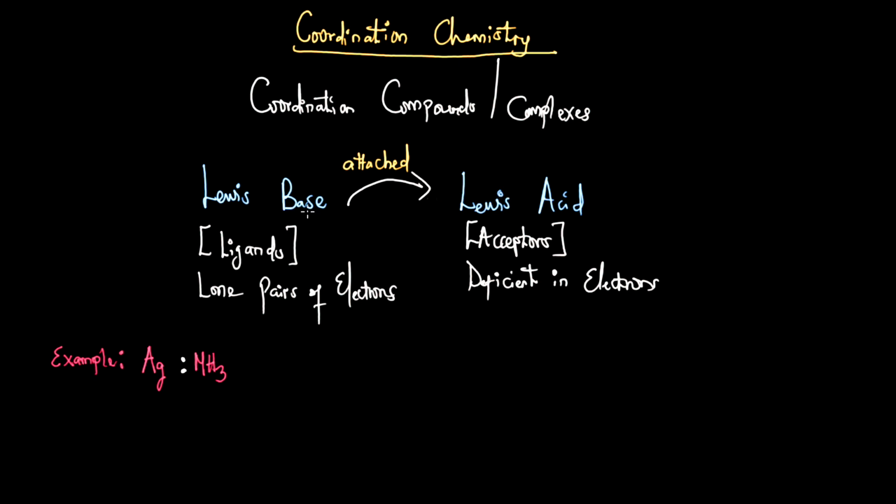Lewis bases are also referred to as ligands because they have lone pairs of electrons. Lewis acids are acceptors; basically, they are deficient in electrons. Looking at this example here, we have silver and ammonia. The nitrogen in ammonia has a lone pair of electrons, right? This lone pair serves as the means through which this ligand or Lewis base is attached to the Lewis acid, which is the metal here.